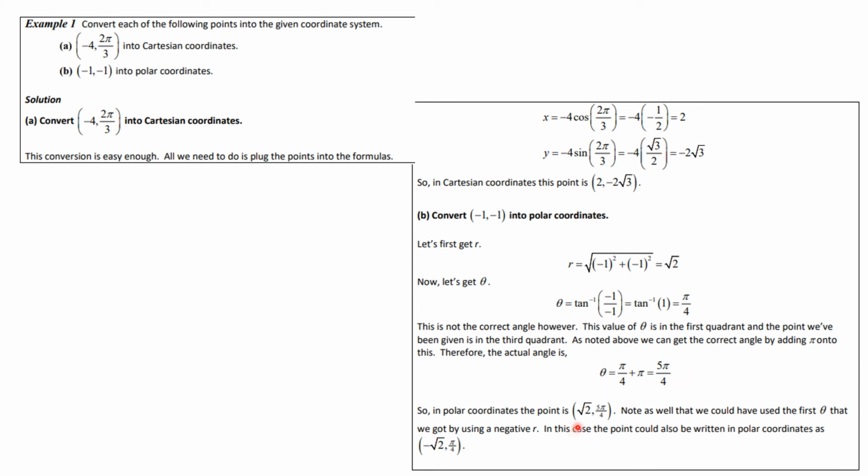So in polar coordinates, the point square root of 2 comma 5 pi over 4 is the answer. Notice, we could have used a different theta. We could have used the pi over 4, but then we would have minus here. So either of those answers would have been correct.